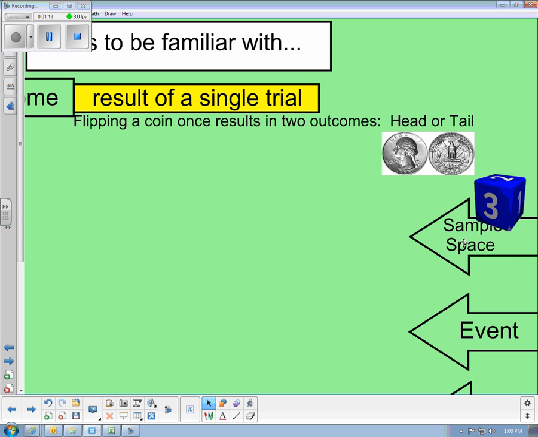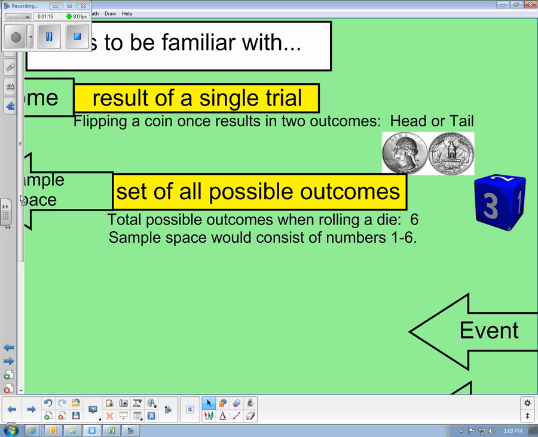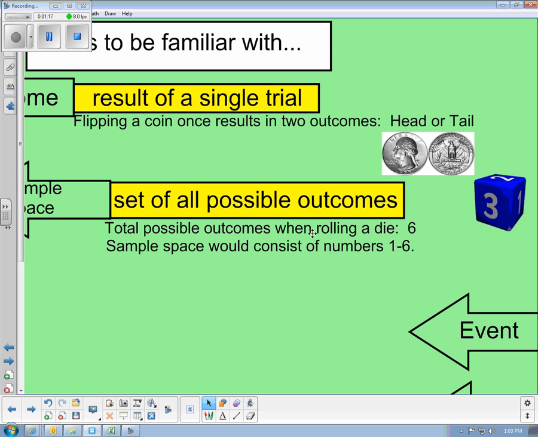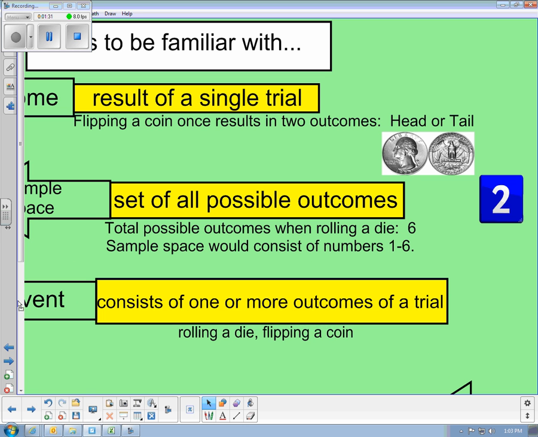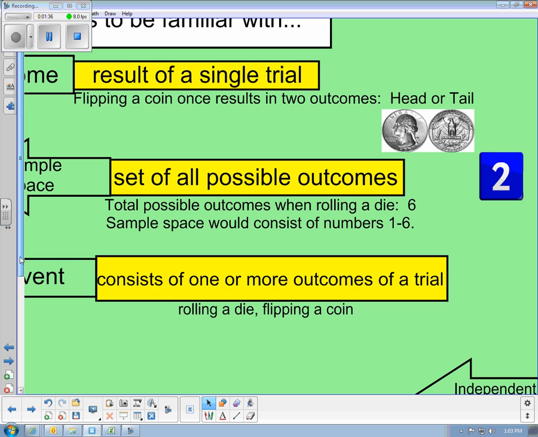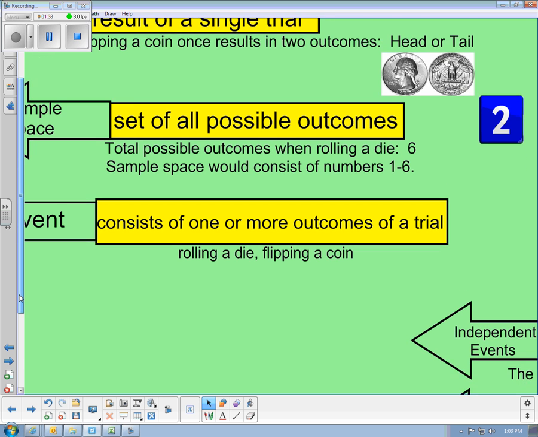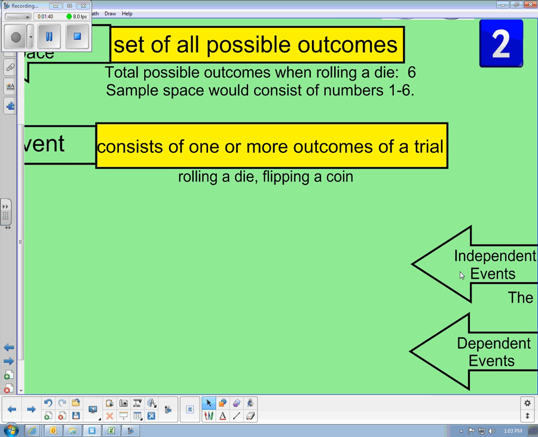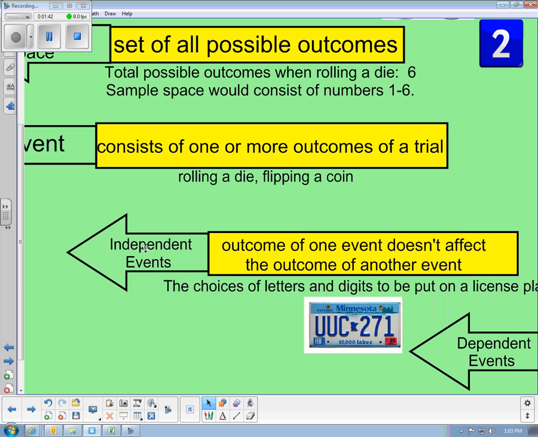Sample space. The sample space is the set of all possible outcomes. So the total possible outcomes when you're rolling a die, like this number cube over here, are the numbers 1, 2, 3, 4, 5, and 6. So the sample space would consist of those 1, 2, 3, 4, 5, and 6. An event is one or more outcomes of a trial. So rolling a die, flipping a coin, just actually carrying out one of those things is an event.